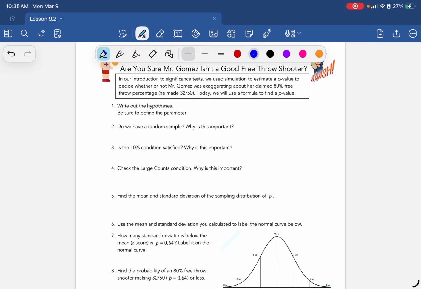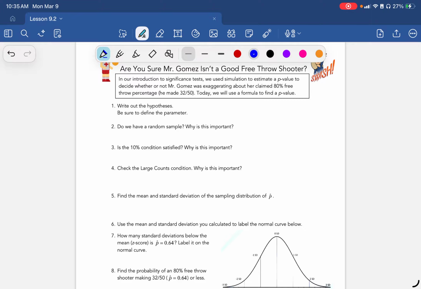So in 9.1, we looked at the beginning of hypothesis testing and significance tests, and introduced some things. Some of the things that we are doing in this lesson are going to require you to have watched 9.1, specifically looking at interpreting a p-value, your decision slash conclusion.